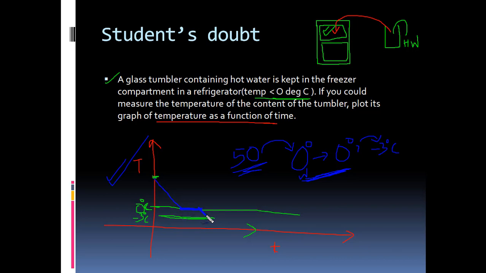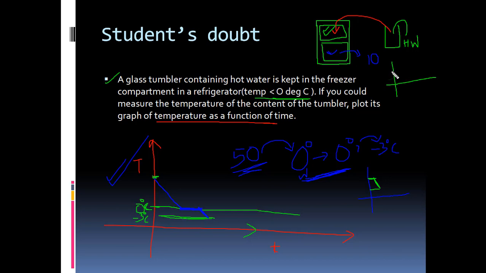Now suppose the hot water, rather than being kept in this refrigeration chamber, is kept in a general chamber, and here suppose the temperature is 10 degree centigrade. So in this case, what happens? Suppose this is 50 degree centigrade; from 50 degree centigrade to 10 degree centigrade it will change. The graph will be like this.